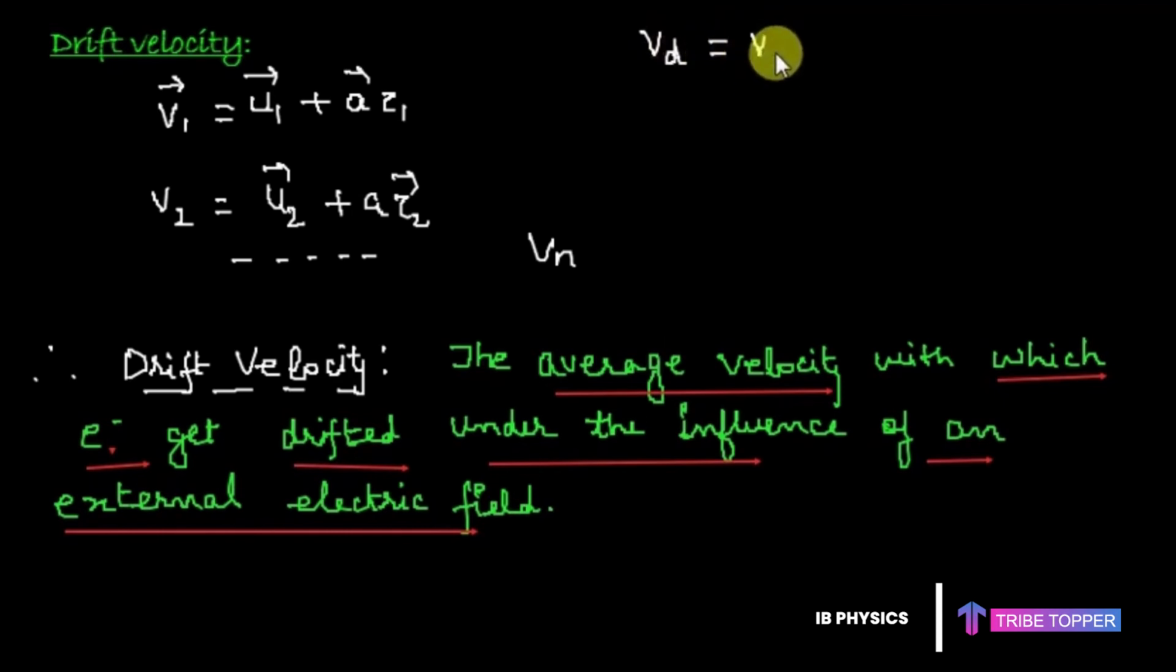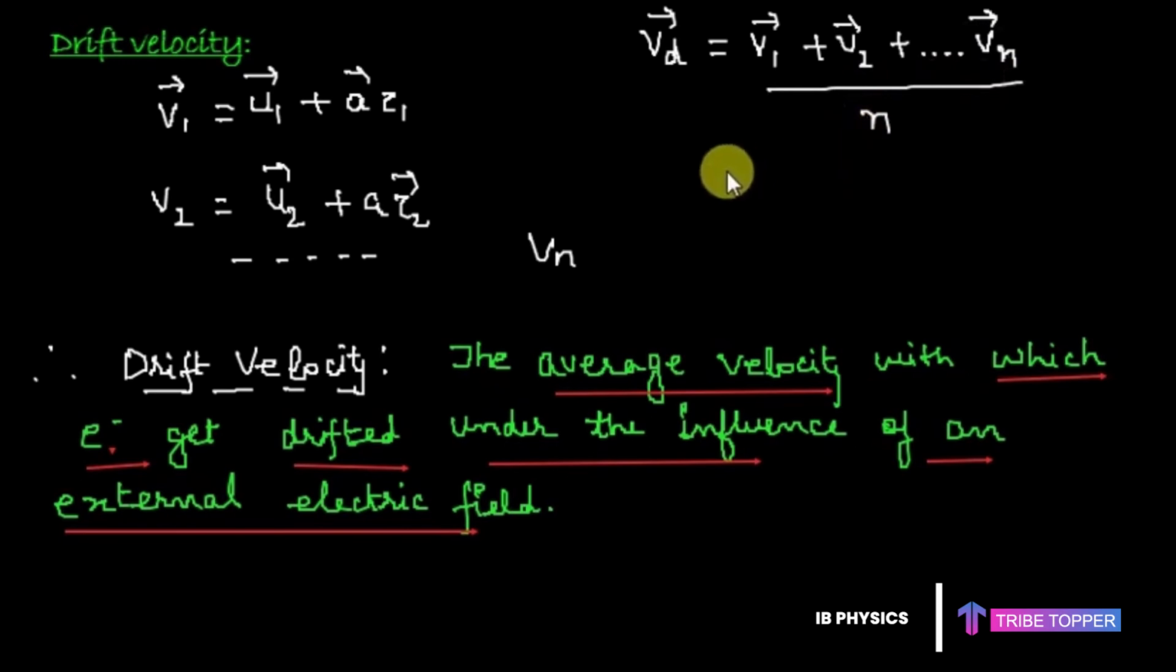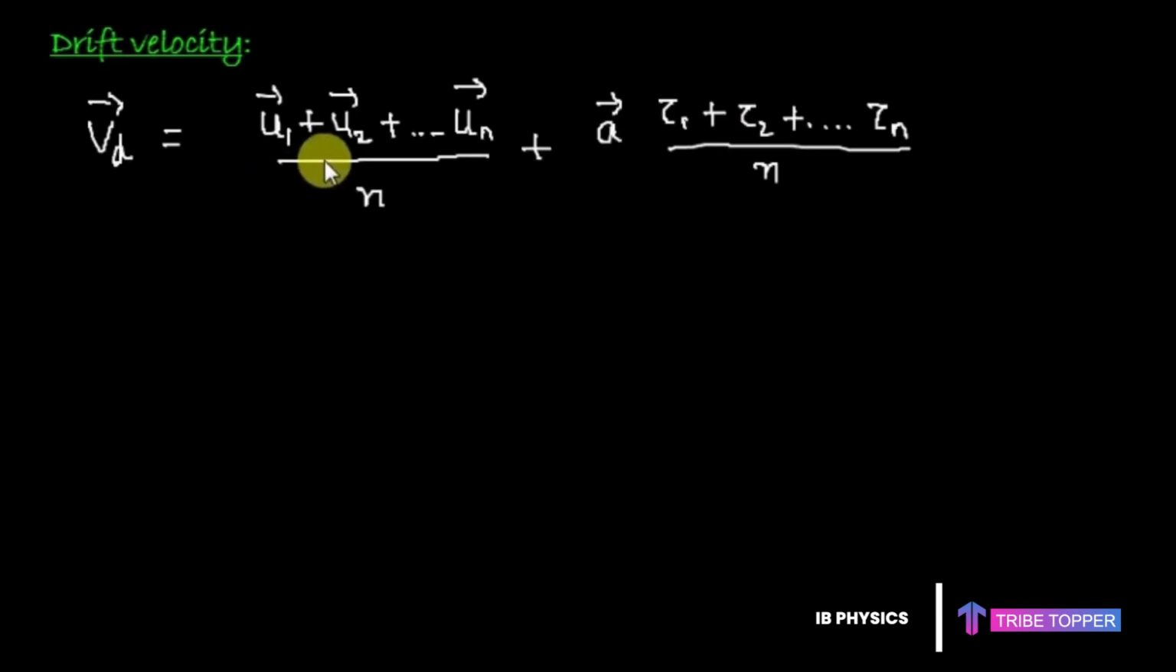So we have an average drift velocity as V1 plus V2 plus so on up to Vn, because we have n electrons flowing, upon n, and just substitute all the values of V1, V2 like this. If we substitute the values of each V1, V2, V3, we get (u1 plus u2 plus so on up to un) upon n, plus a times (tau 1 plus tau 2 plus so on up to tau n) by n. a would be common because we have the same acceleration for all the electrons, and this term would be termed as the average relaxation time.